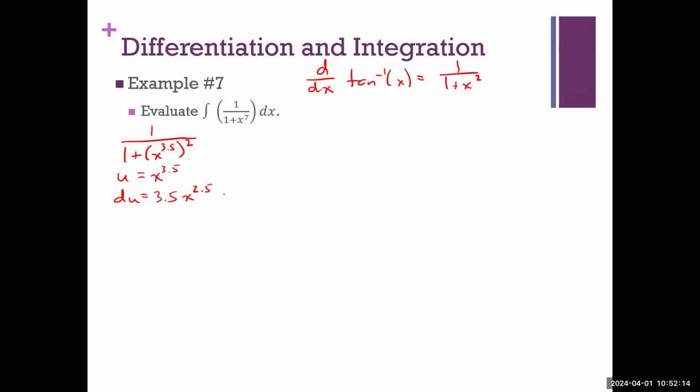Right. I don't think that u substitution is going to help us because we don't have an x to the 5 halves or x to the 2.5 somewhere else, right? So I don't think any of those kind of direct approaches are going to help here. But is there a way for me to make 1 over 1 plus x to the 7th look a little simpler?